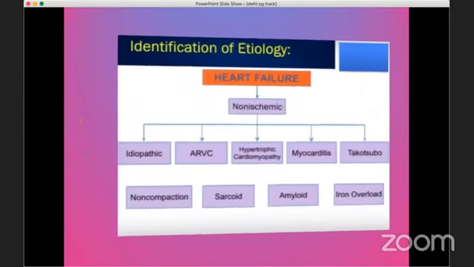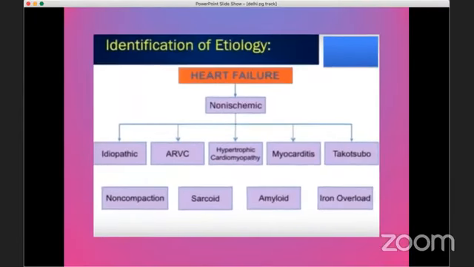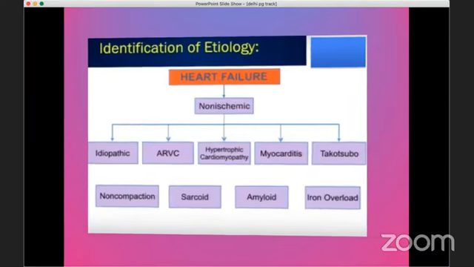Moving on to the real highlight of MR, and that's non-ischemic cardiomyopathies. And this is a nice slide showing you the entire length and breadth of the cardiomyopathies that are commonly seen and analyzed by us.